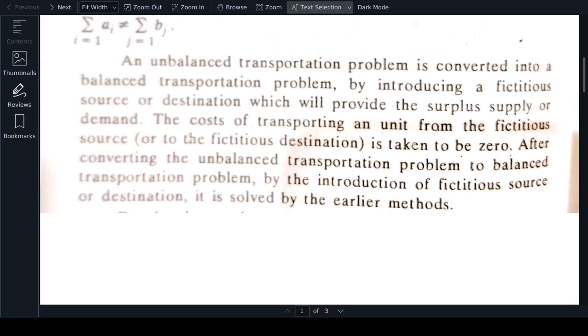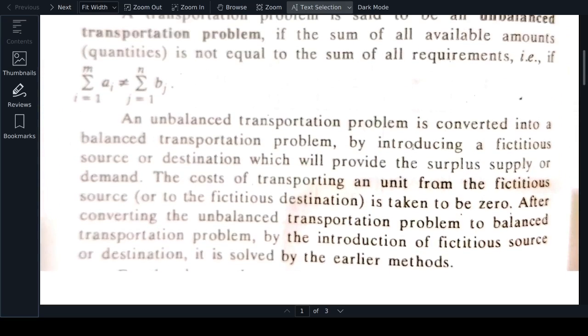So the second paragraph: an unbalanced transportation problem is converted into a balanced transportation problem by introducing a fictitious source or destination, means imaginary source or destination, which will provide the surplus supply or demand. The cost of transporting a unit from the fictitious source or the fictitious destination is taken to be 0. After converting the unbalanced transportation problem to a balanced transportation problem by the introduction of a fictitious source or destination, it is solved by the earlier method.